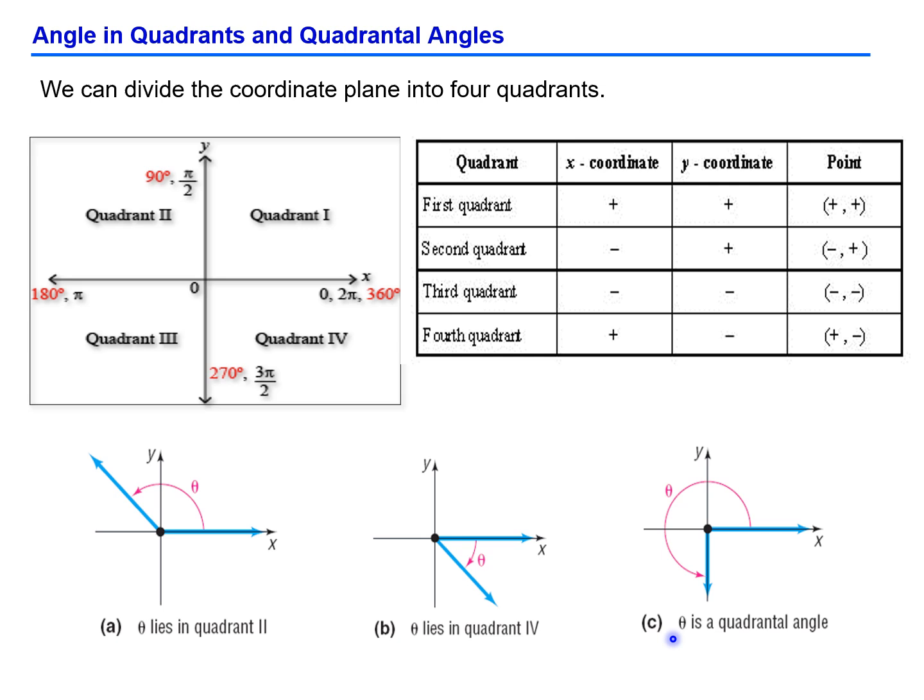And then on letter C, the terminal side of the angle theta lies not in a quadrant, but on the axis. So we can say that this theta is a quadrantal angle, and it is also an angle in standard position.